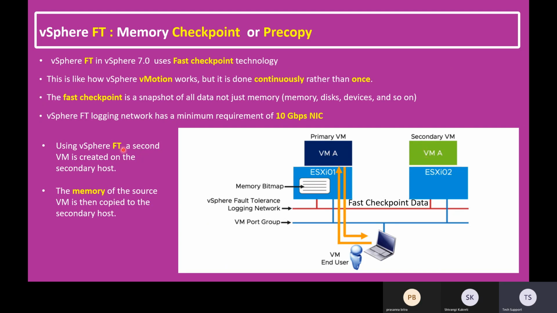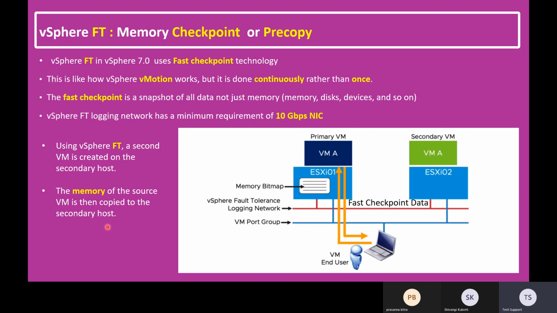And here I highlighted the network recommendation. The VMware FT logging network has a minimum requirement of 10 Gbps. So not only a recommendation, VMware says that the minimum requirement is a 10 Gbps NIC. Okay, but in our lab we have a 1 Gb NIC. We'll just test how it functions when we enable the FT functionality. Okay, and using vSphere FT, a second VM is created on the secondary host, and the memory of the source virtual machine is then copied to the secondary host.